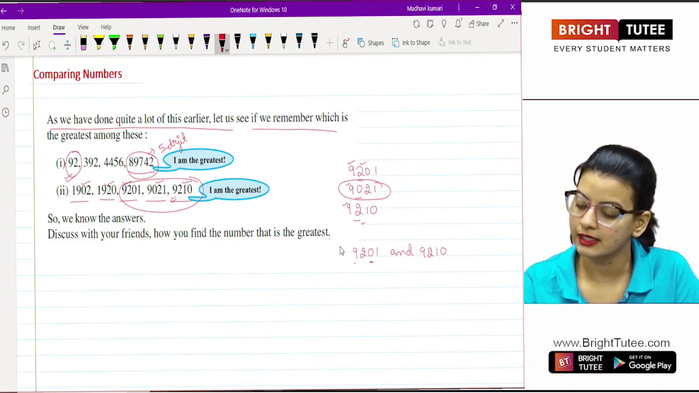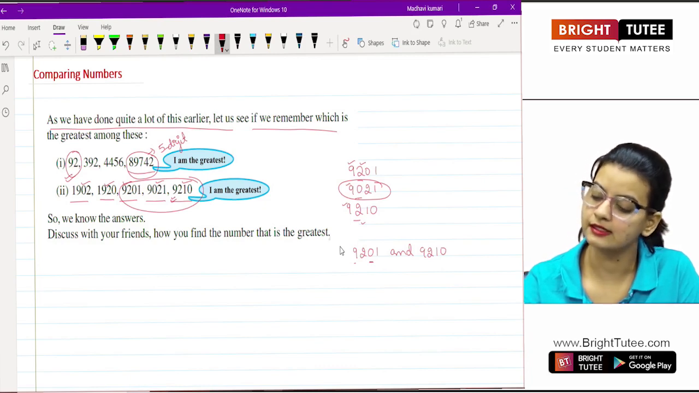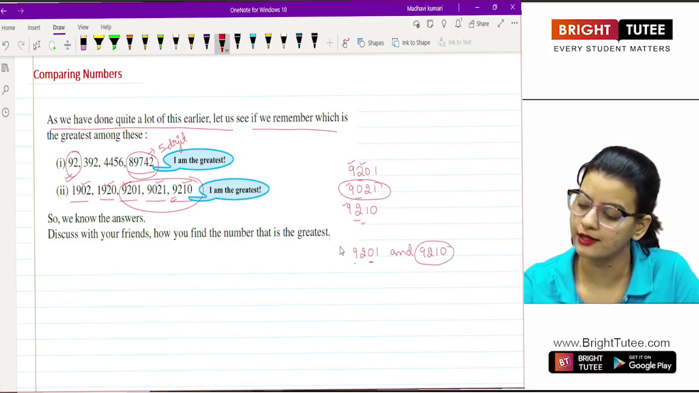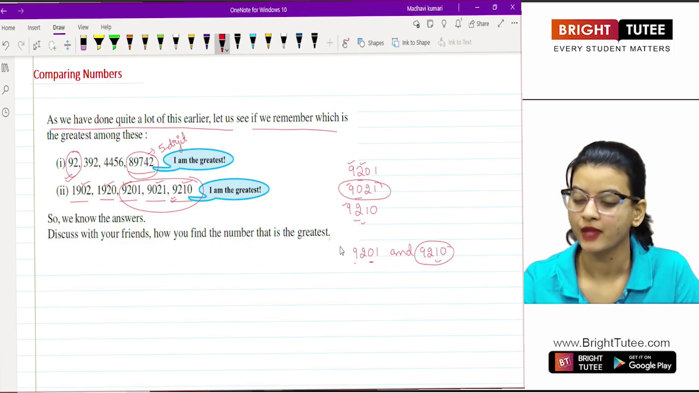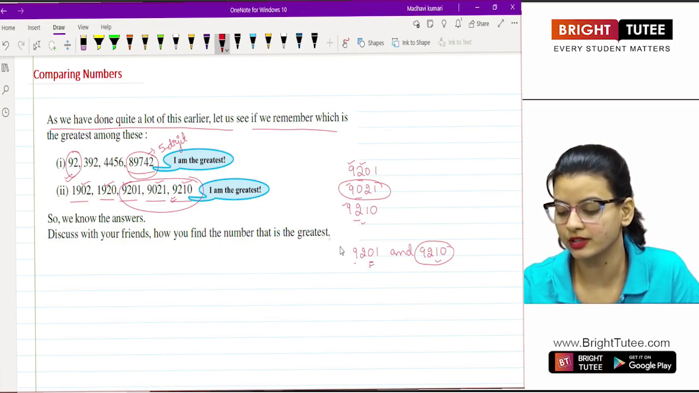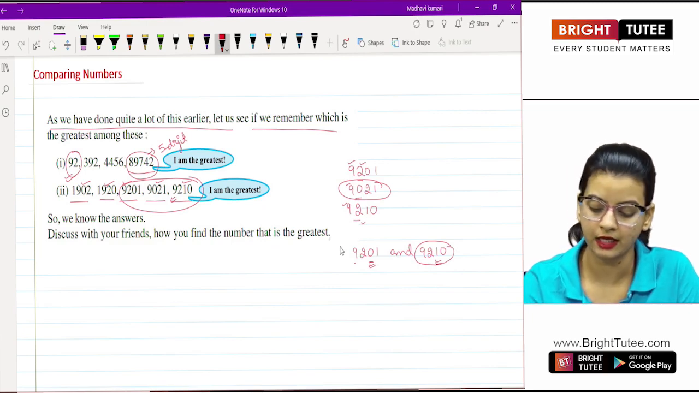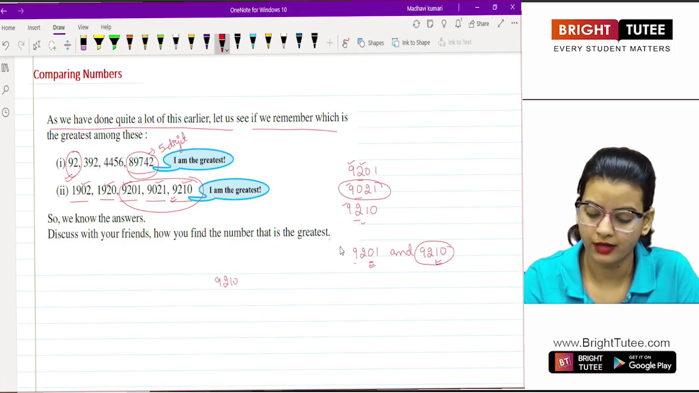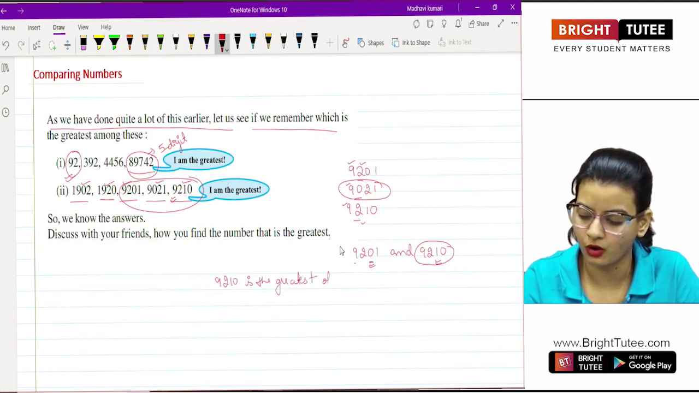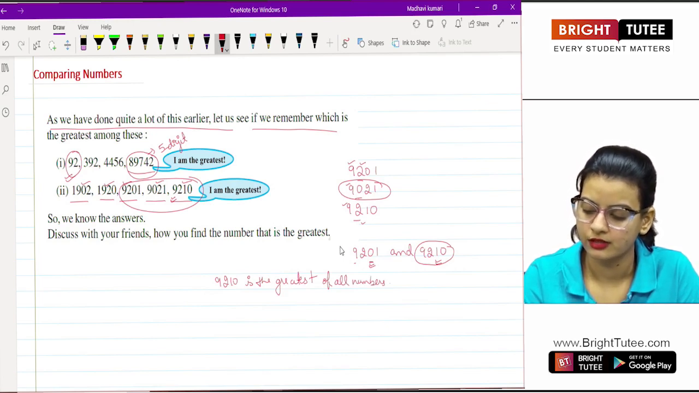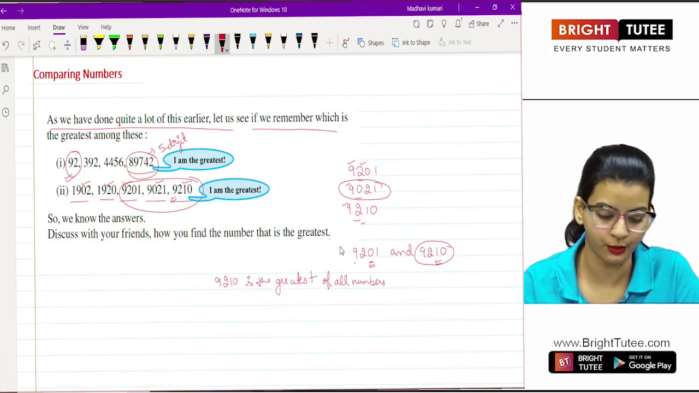Okay. So, in that case, we can see that 9210 has got 1 in the tens place and 9201 has got 0 in the tens place. So, 1 is greater than 0. So, definitely 9210 is the greatest of all numbers. Okay. So, the greatest of all numbers is 9210. Okay. So, this is our answer.